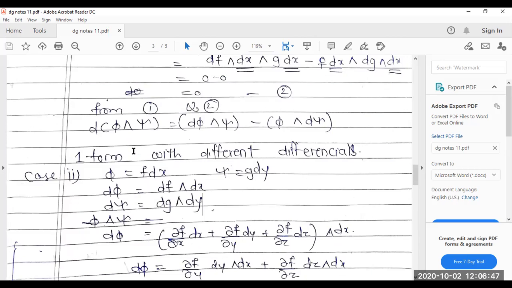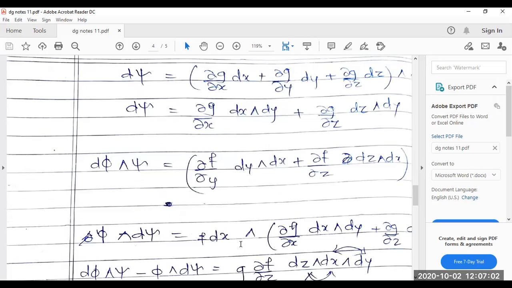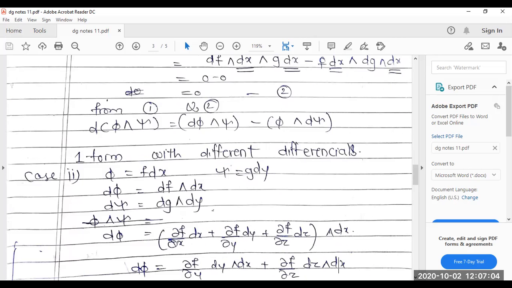What is case 2? In it we will select phi and psi as two different terms: f dx, and here it is g dy. f is a real valued function, g is a real valued function. Now let us evaluate this. For this, first we have to evaluate d phi and d psi. First we will write down the expression for df, and then if you evaluate this expression, the first term will be 0 again.